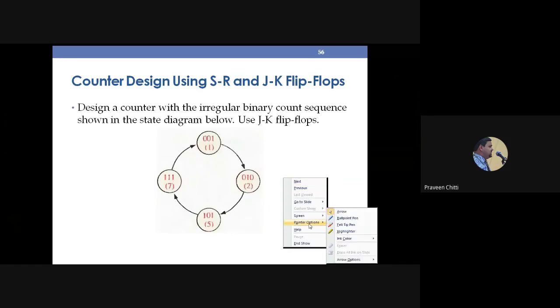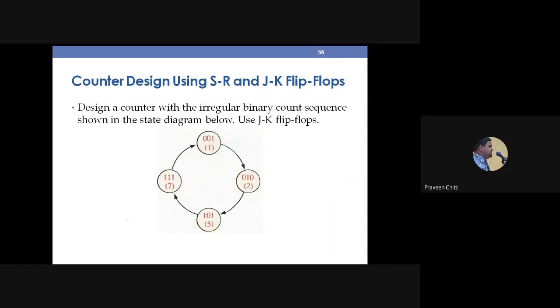Fine. So this is the random counter that we have to design. So we need to use 3 bits because the maximum count sequence we need is 111, that is 7. So normally a 3-bit counter will count from 0 to 7, that is 000 till 111. But here we don't want all the 8 count sequences. We want these irregular count sequences, that is 1, 2, 5, and 7.